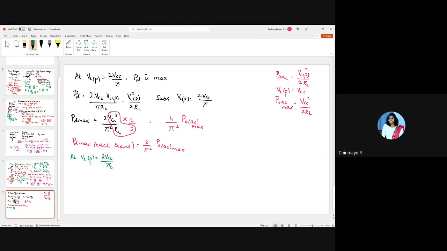is maximum. At this point, I want you to find out what is PAC, what is PDC, and what is efficiency. Obviously, the efficiency will not be 78.5 here. Obviously it will be less because more power is dissipated in the transistors, right? So now at this point, you find out what is PAC, PDC, and efficiency.